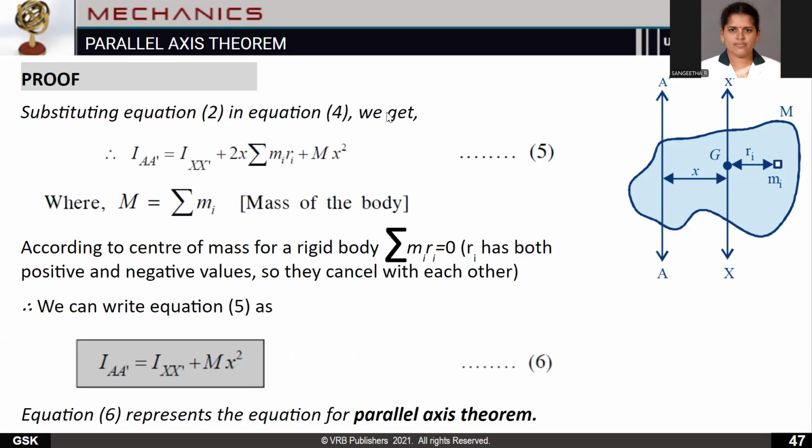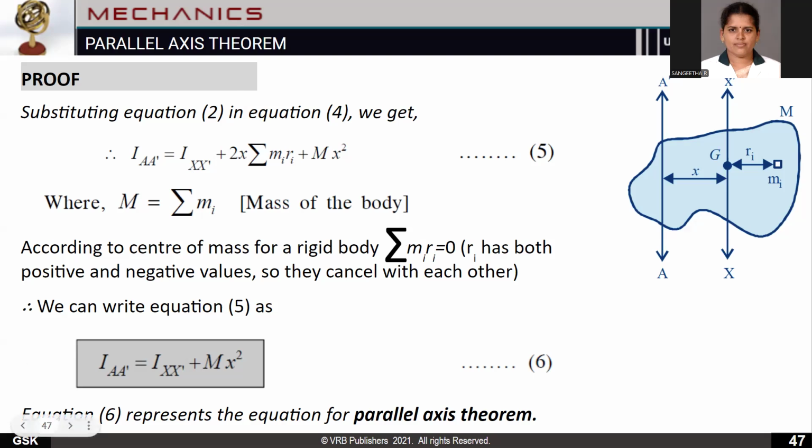Then, when we substitute this above equation in the previous one, we get I A dash is equal to Ixx dash plus 2x summation mi ri plus Mx square. We all know that if the body is a rigid body, then summation mi ri will be equal to 0. The meaning is it has an equal number of positive values and negative values. They will cancel out each other, so the moment will be equal to 0. So summation mi ri is equal to 0. When it becomes 0, this term fully becomes 0. So I A dash is equal to Ixx dash plus Mx square.